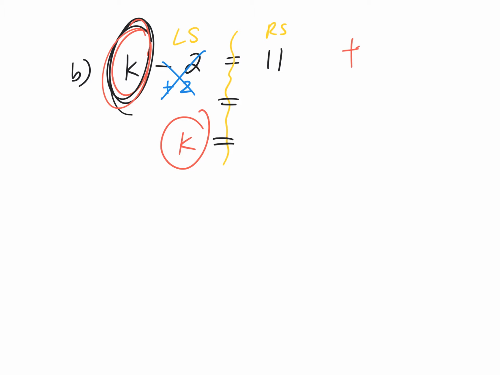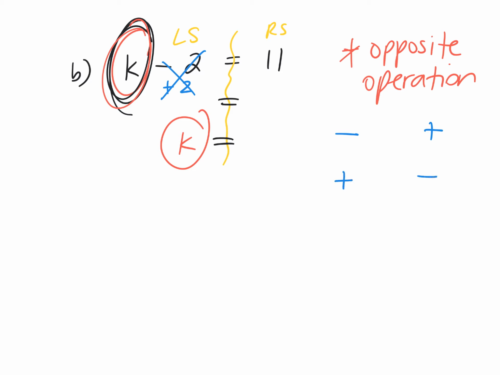So you always do the opposite operation. Okay? If it's minus something, then you add. If it's add something, then you take it away. So if I'm adding 2 to the left side, what do I have to do on the right side? Add 2. So we're left with just k equals 11 plus 2, right? That's what we're doing on the right side. We're adding the 2. What's 11 plus 2? So k is equal to 13.